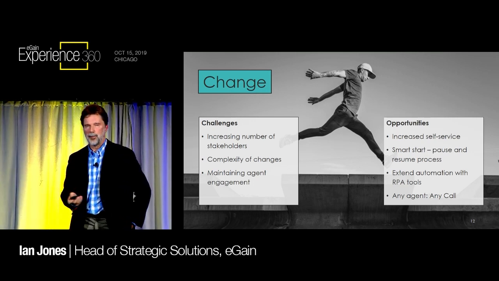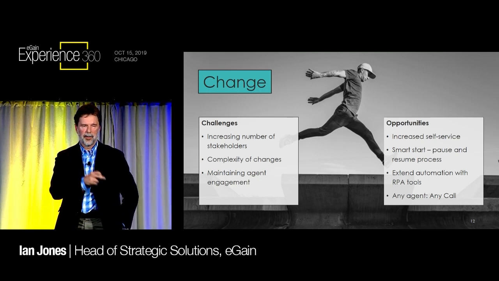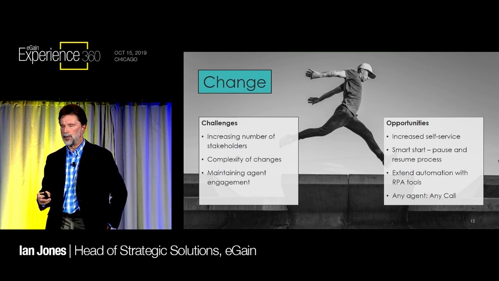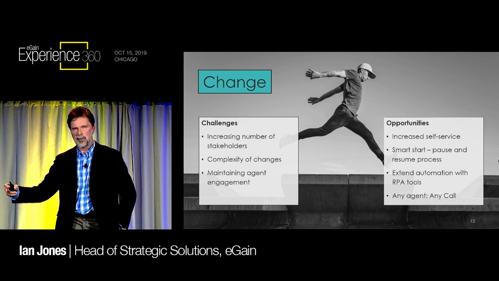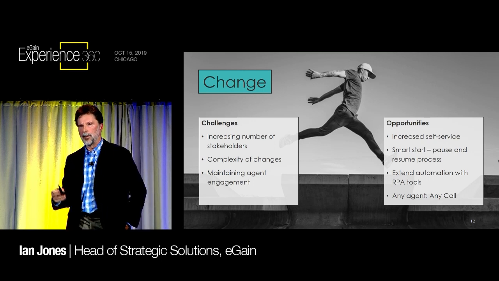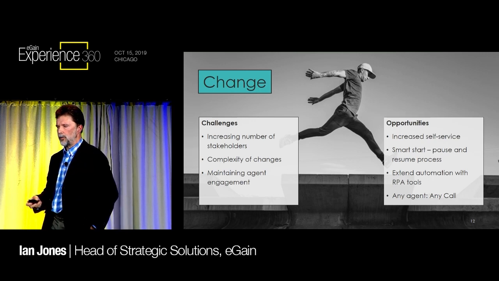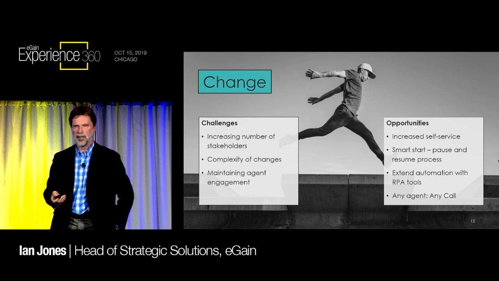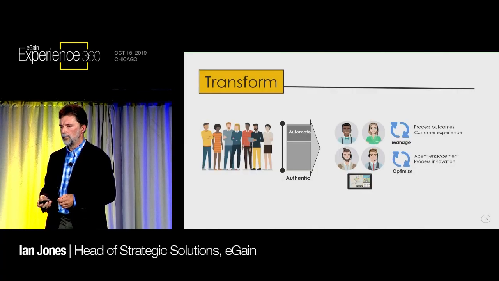So typically you've got a big opportunity for self-service and this idea of a smart start. So I can go a certain way on the self-service, pause it, resume on the web or resume in chat. And then what we're starting to see is, once I've got a documented process that doesn't really need much agent involvement, I can hand over, I can go into bot mode and maybe use other RPA tools to speed up the end of the call. So the goal at the change level is any agent, any call. So very few transfers, the agents being able to handle it all.